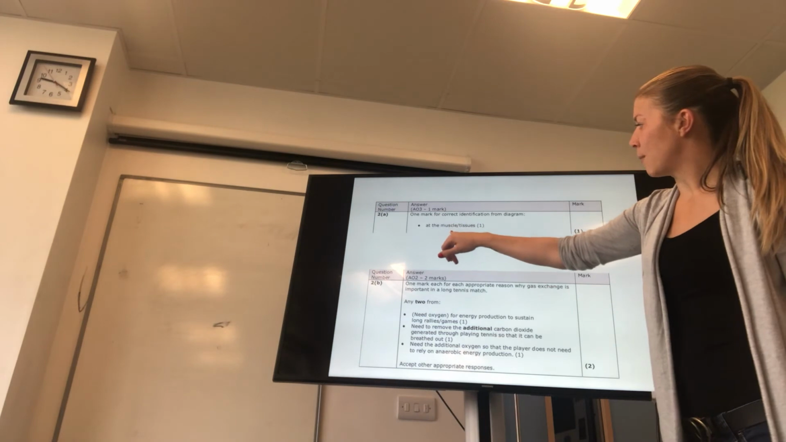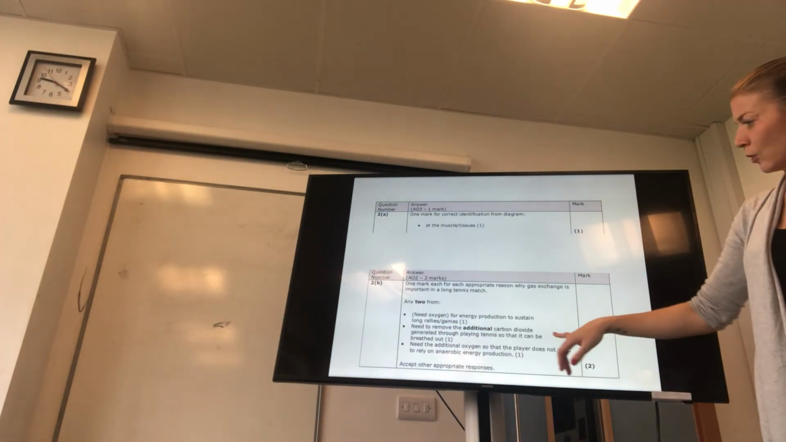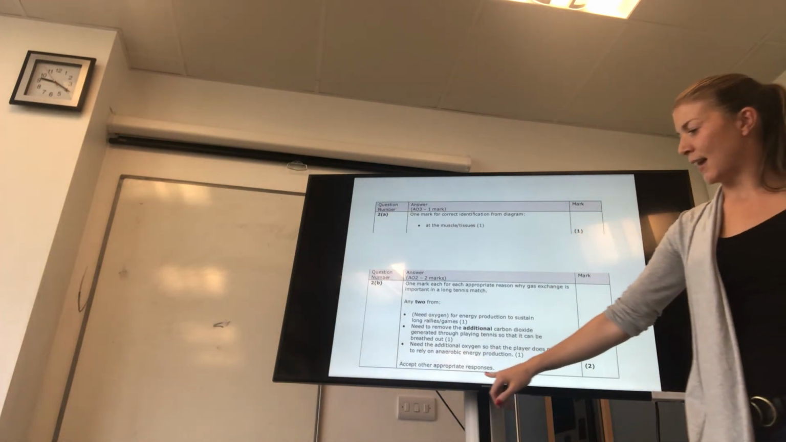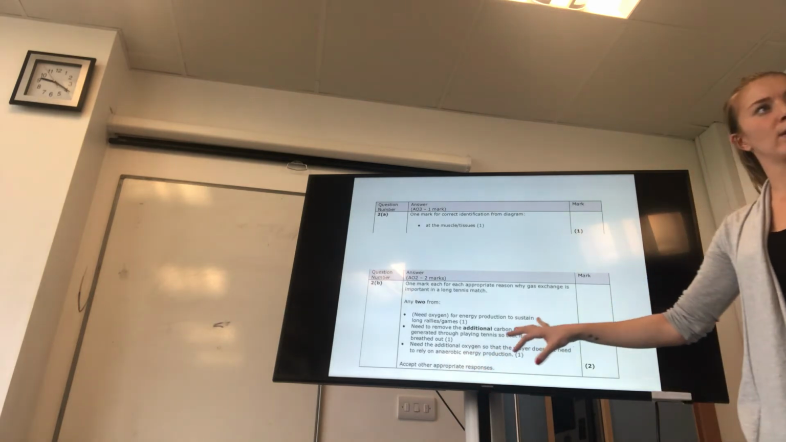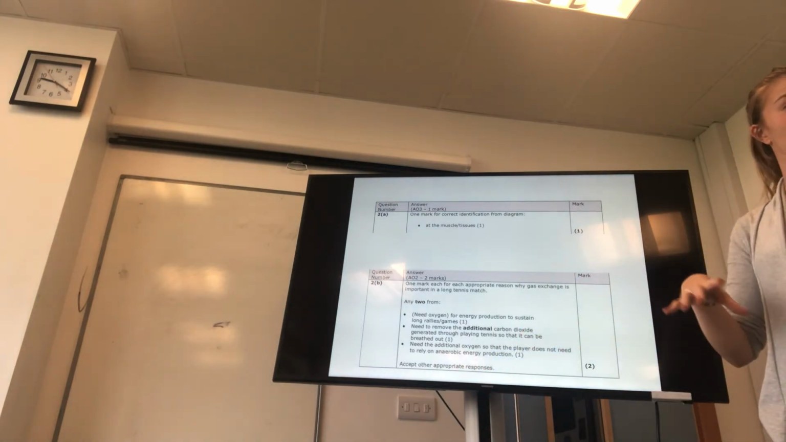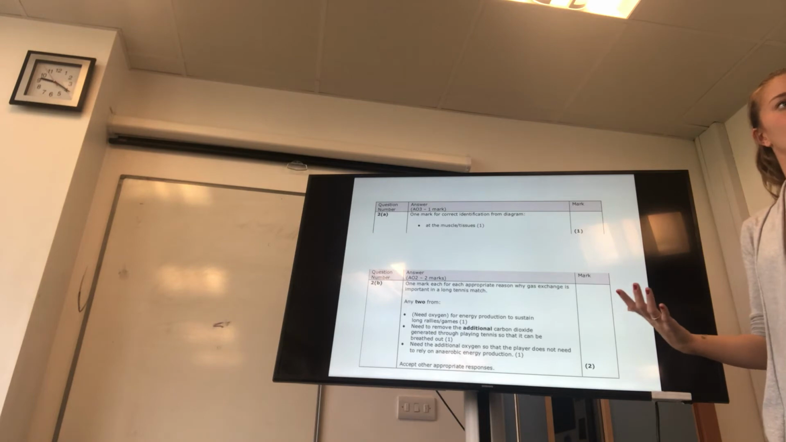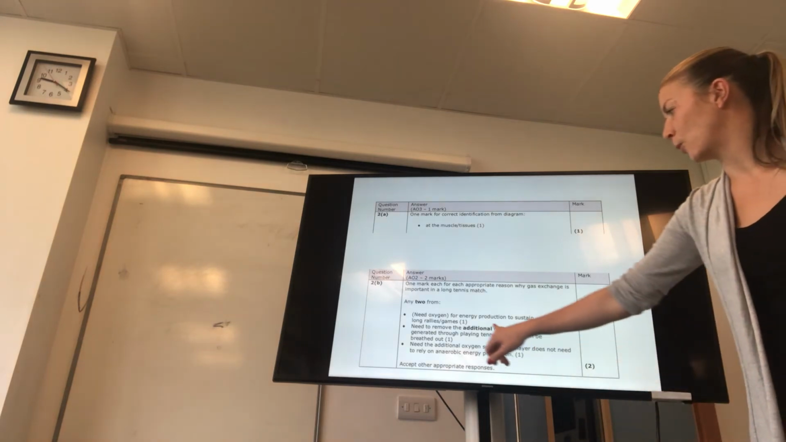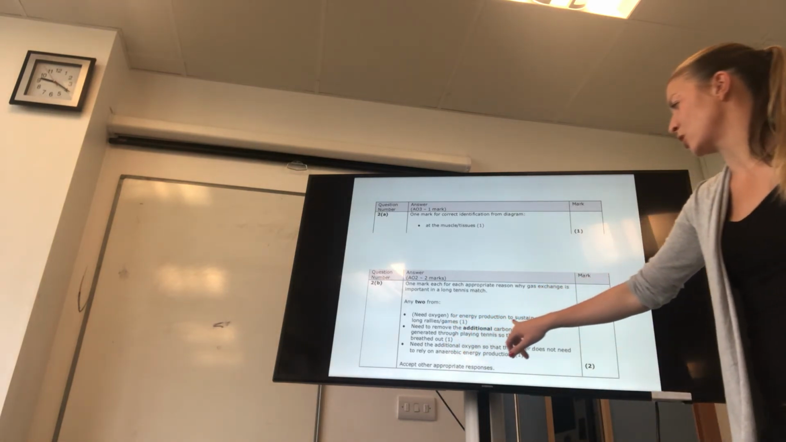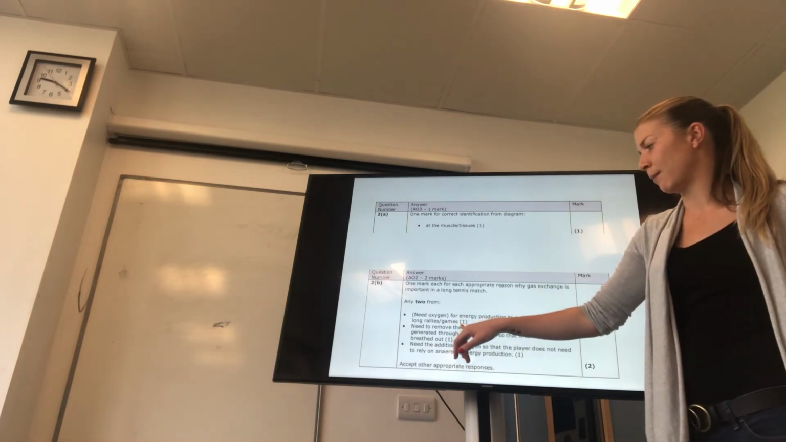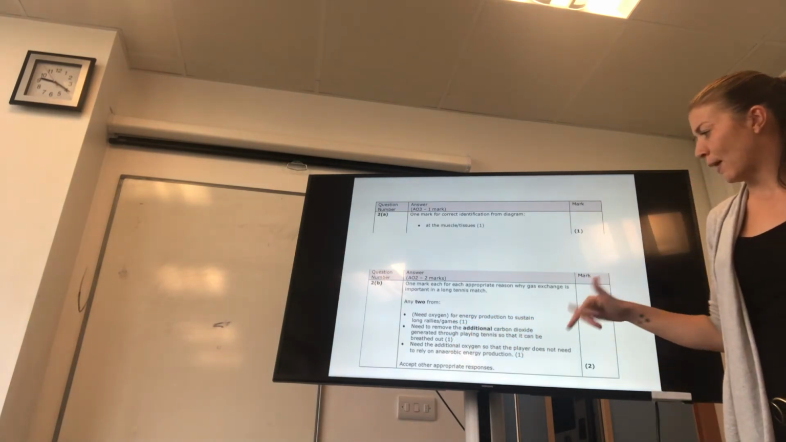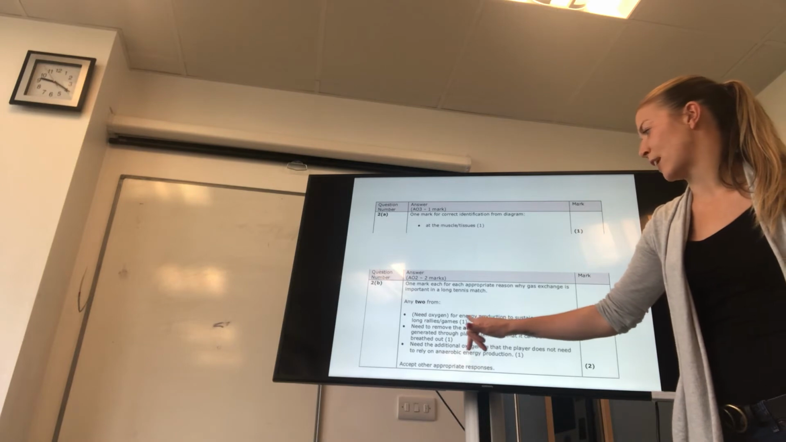So you got 1 mark for at the muscle tissues, we all got that. So you could have had any of these, or it says any appropriate response. If you write something that's not on the mark scheme, which I agree with, that the textbook has taught us, and it is right, you'll also get the mark. So point 1, you need oxygen for energy production to sustain long rallies or the game. So we've spoke about that, or if you spoke about aerobic respiration to create energy.